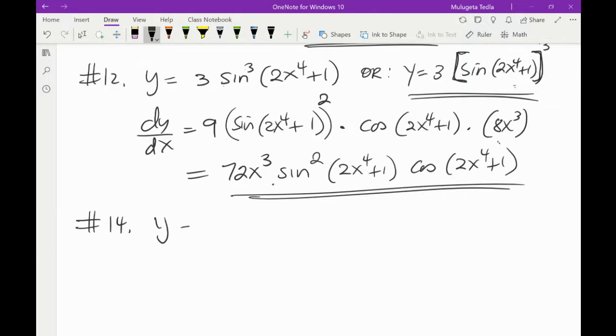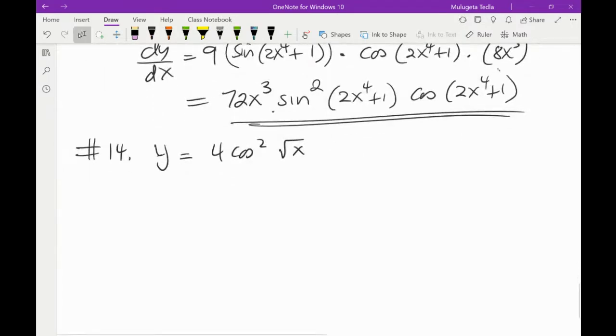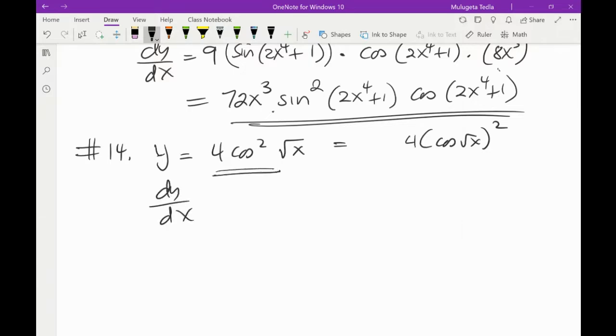In 14, they ask us y equals 4 cos squared root x. You can rewrite this as 4 cos of the angle squared. That's what they meant, really. Then we find the derivative. Instead of looking at this derivative, you would do that after you get experience. I would rather see this as a derivative right now.